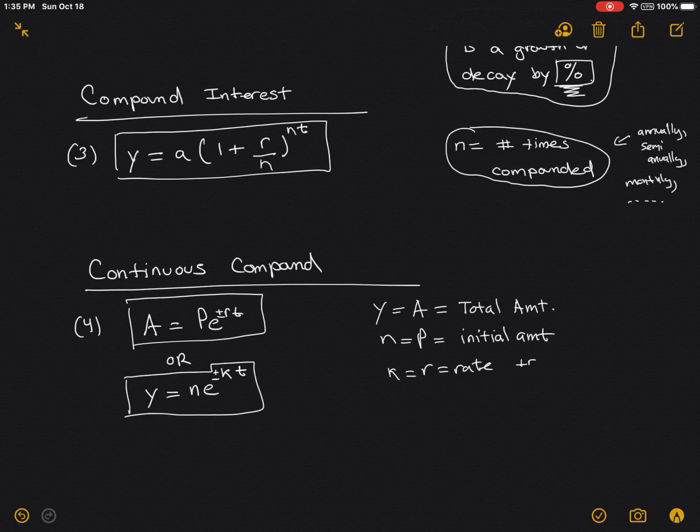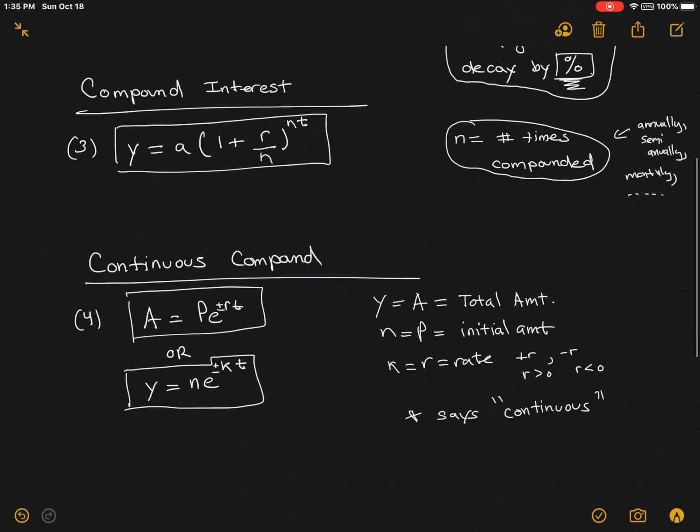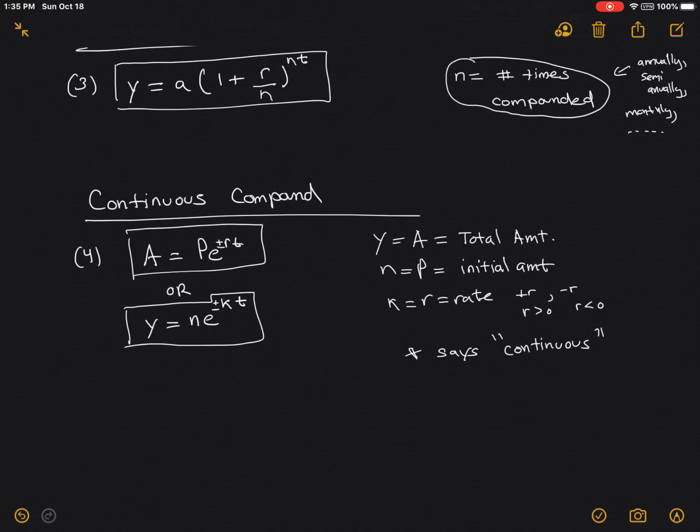You use a positive R or a negative R, depending on whether it's growth or decay. If R is greater than 0, you use a positive rate, and if R is less than 0, a negative rate. And typically you would use this when it says the word continuous. There's no other easier way than to identify in the problem when it says continuous.